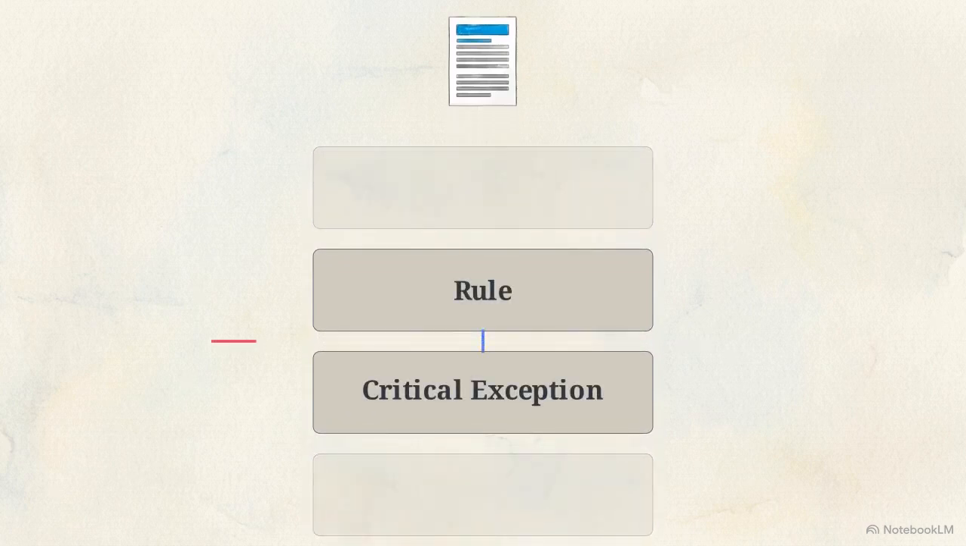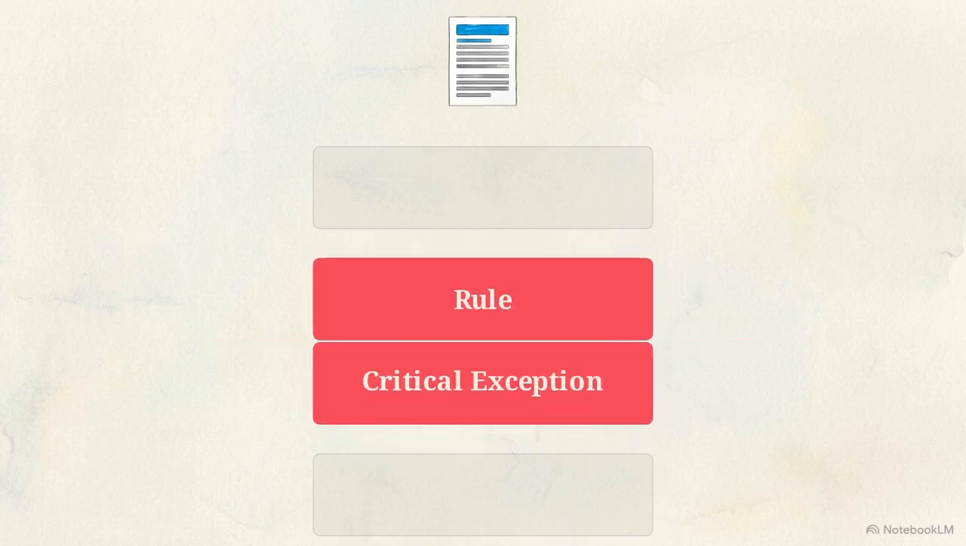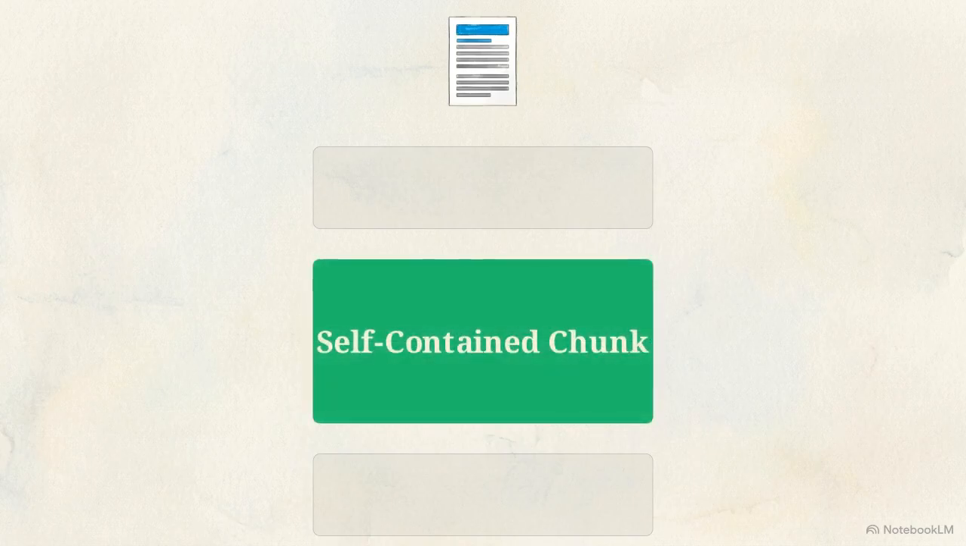AI systems ingest information in discrete, isolated blocks called chunks. If a critical exception gets separated from the rule during chunking, the AI misses the connection. To prevent this, documentation must be rewritten so related facts stay together, ensuring any self-contained chunk remains accurate.